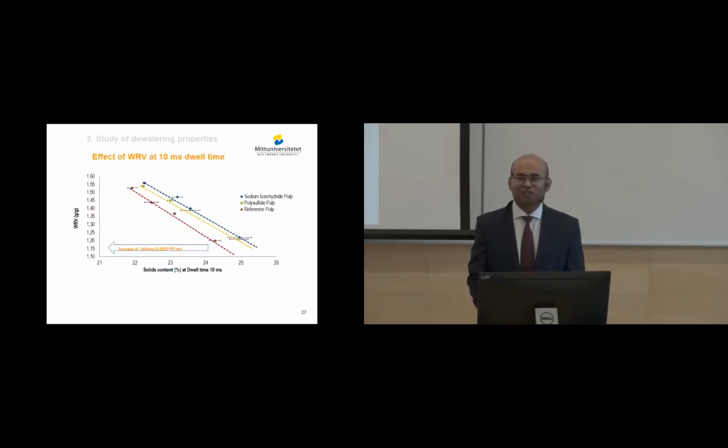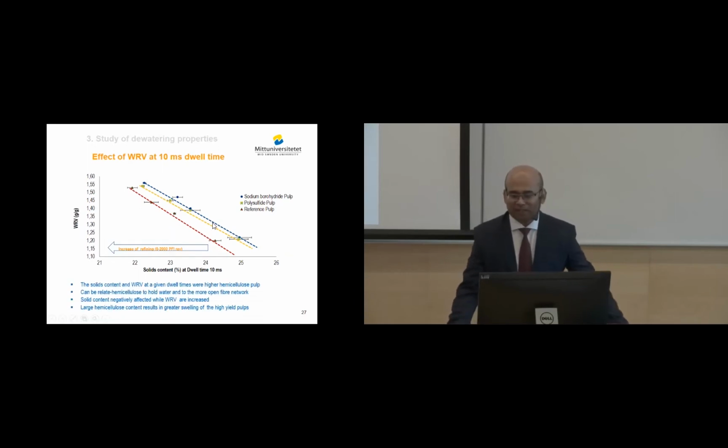So we should check the water retention value. Look at this one. The blue one is sodium borohydride, yellow is polysulfide, and then a reference. It means that in the sodium borohydride pulp followed by the polysulfide, the solid content increased when the water retention value decreased, but it was opposite when the water retention value increased, and then you will see the solid content decrease.